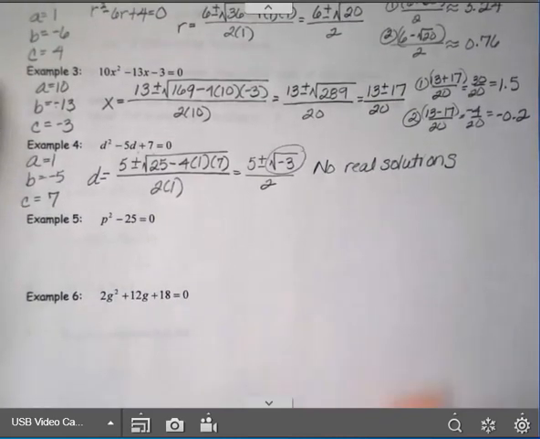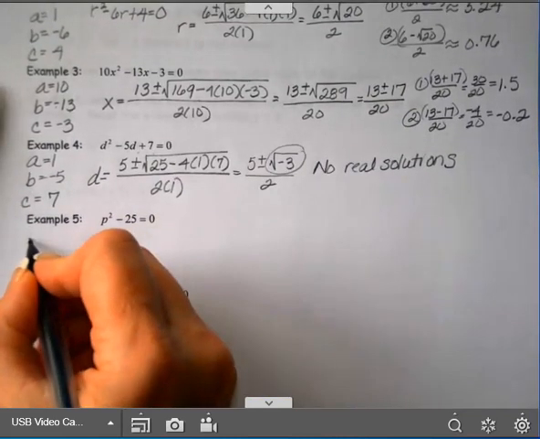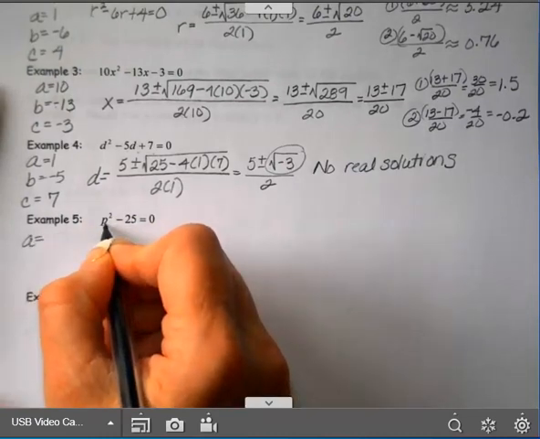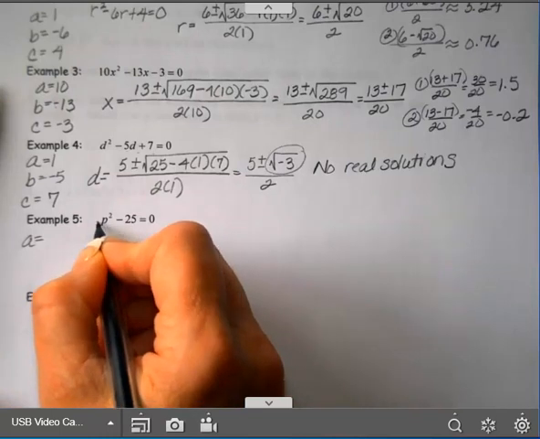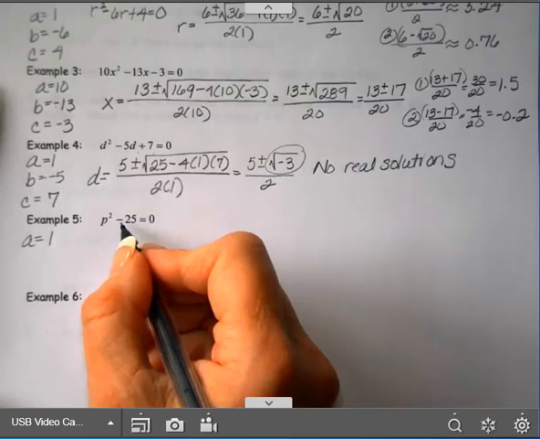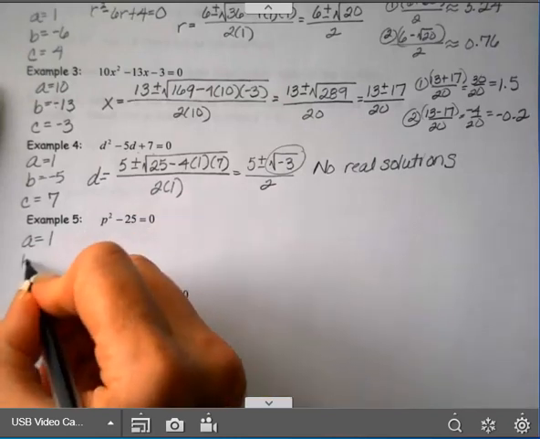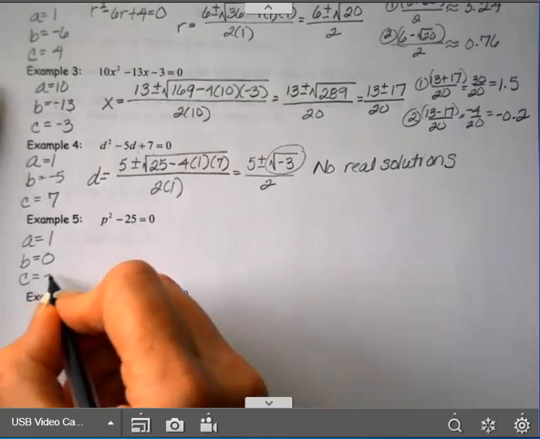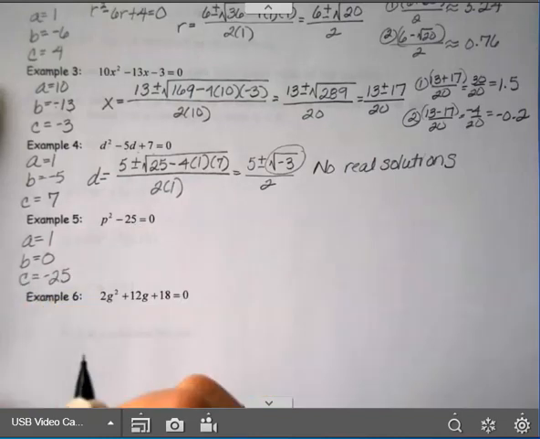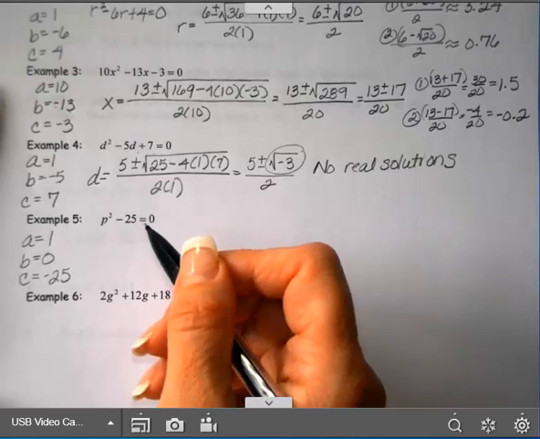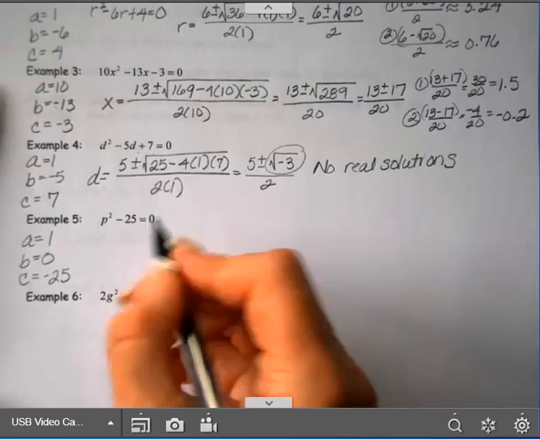For example 5. In this case, your squared term is p squared, so it is a quadratic. The value in front of it, your coefficient, is 1. There is no p term, so b is 0 in this case. And c is negative 25. This is a difference of squares and would factor much quicker than using the quadratic formula. However, this lesson's on the quadratic formula, so that's what we're going to use.